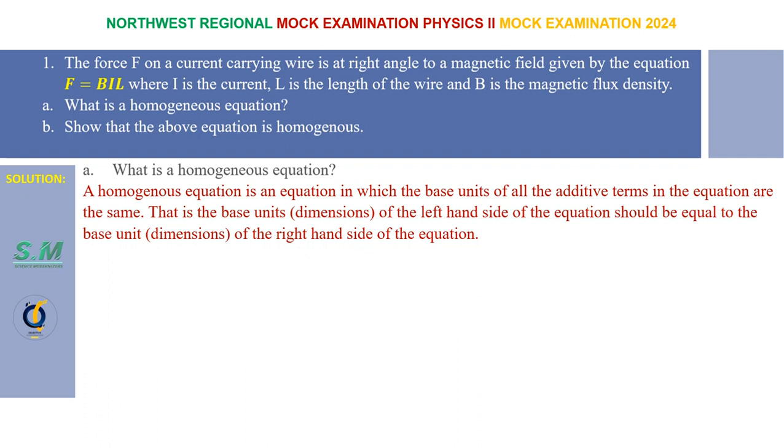For example, if we have the force F = ma, the base unit of F should be equal to the base unit of ma. Force has the unit of a Newton, and a Newton is simply a force which would cause a body of mass 1 kilogram to accelerate by 1 meter per second squared. So the unit of 1 Newton is equivalent to a kilogram meter per second squared, and here we see the mass, which is measured in kilogram, and acceleration, which is measured in meters per second squared. So we see that the units on both sides are the same. So that's the meaning of a homogeneous equation.